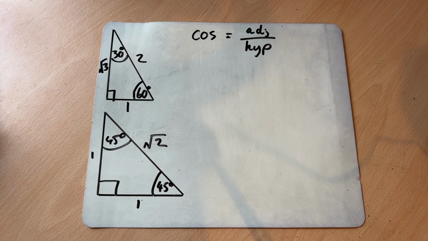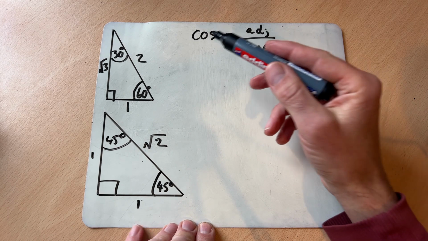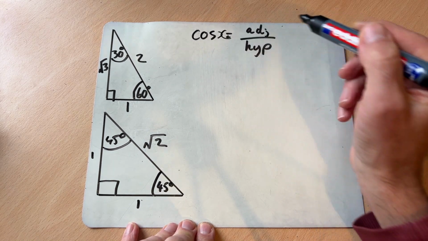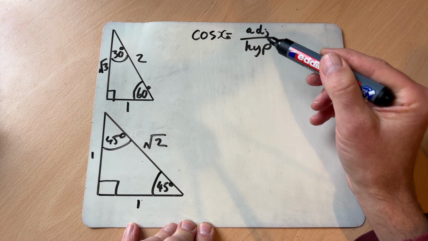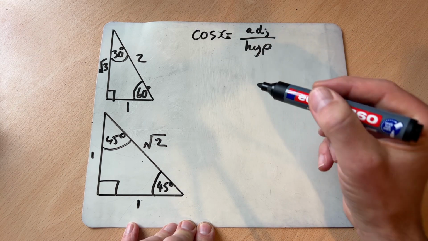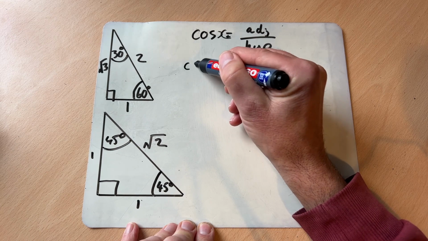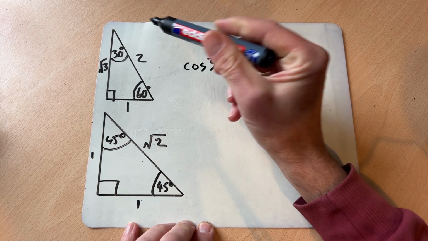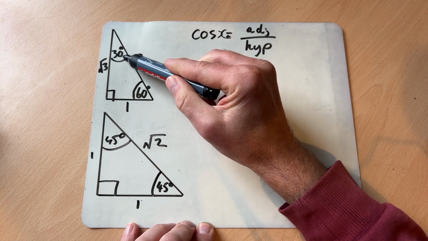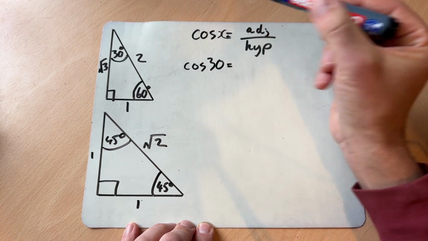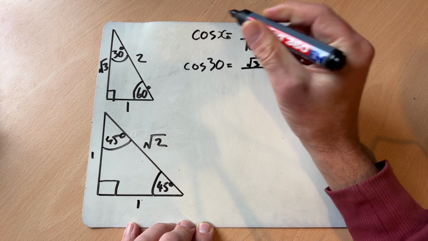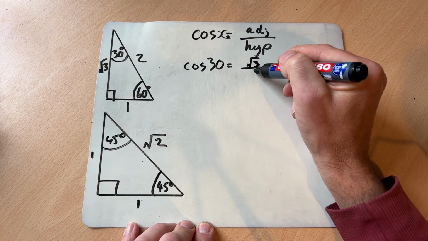Anyway, let's crack on. So we find the cosine of, let's call it cos of x, by dividing the adjacent side by the hypotenuse. So let's have a look at 30 first. So we've got cos 30 equals, well, let's go up to our 30 degree there. Well, the adjacent side is this fella here. So that's root 3 divided by the hypotenuse, which is 2.